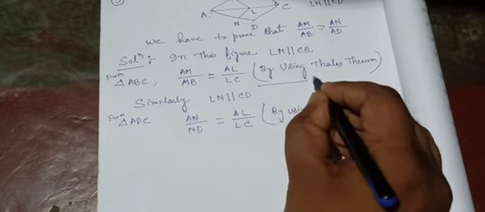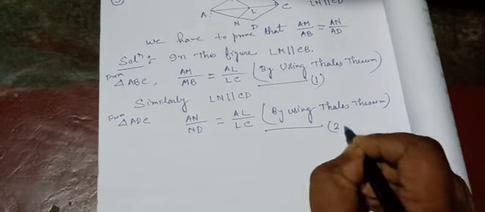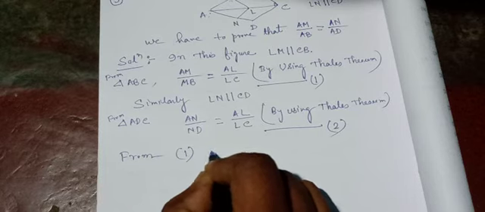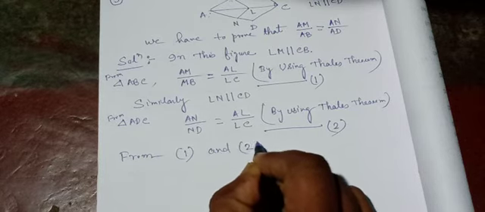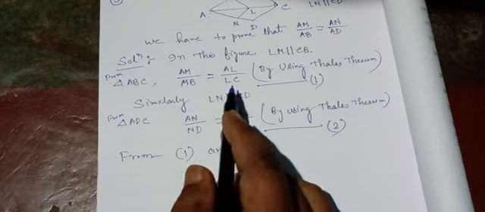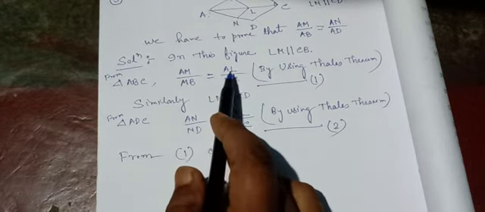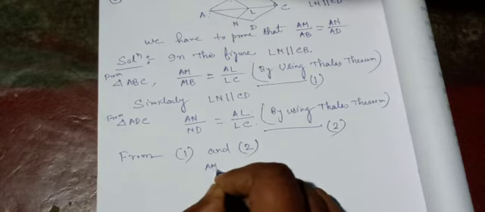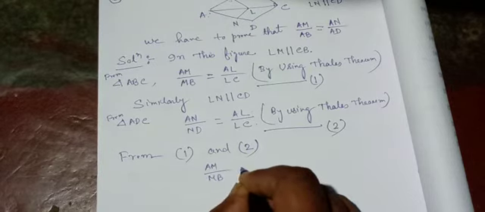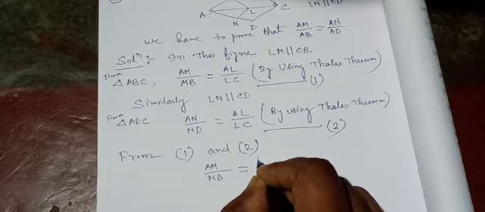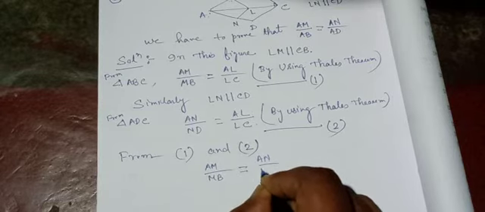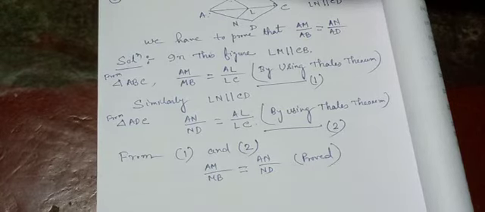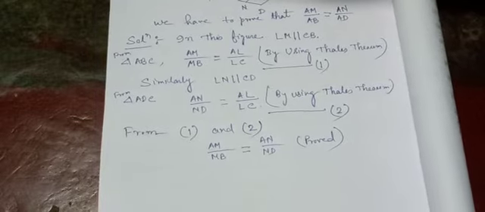Now this is my equation number 1. This is my equation number 2. From 1 and 2, both ratios are equal to AL by LC. So from 1 and 2, we can write that AM by MB is equal to AN by ND. Proved. Hope you understood. Next move to another question.